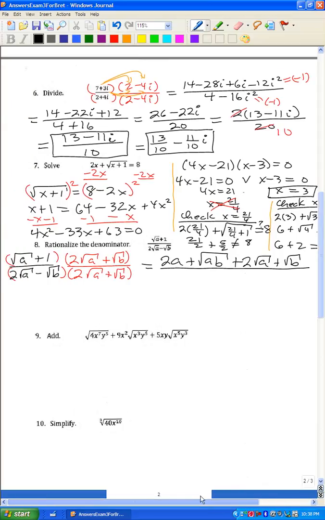over 2 radical a times 2 radical a is 4a. Again, this is the special product formula. The product of the sum and difference of two terms is just the difference of their squares. And so, negative radical b times radical b is just b. And that's our answer. We can't really simplify this anymore. Let me do problem number 7.